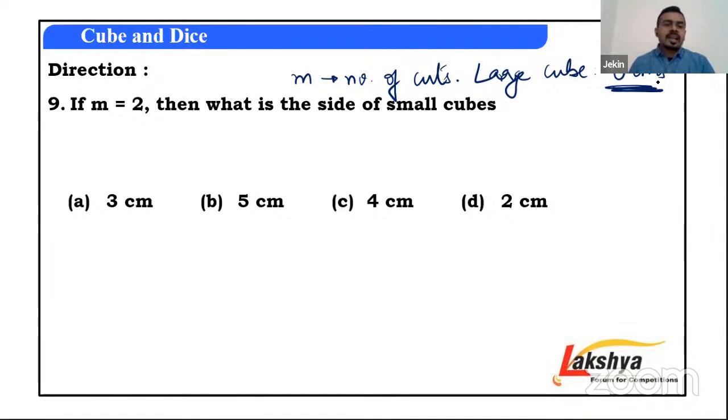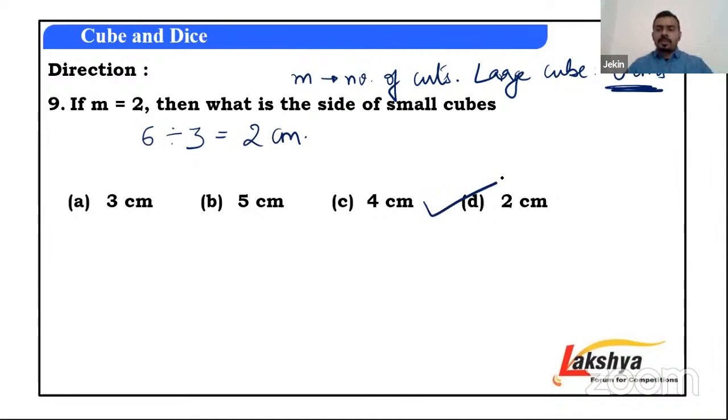Now, what's the question they are asking? If M is equal to 2, what is the side of small cubes? As simple as that. If M is 2, how many parts will we divide into? We will divide into 3 parts. All right, which means the size of the small cube is nothing but 6 divided by 3 is equal to 2 centimeters. That's it.